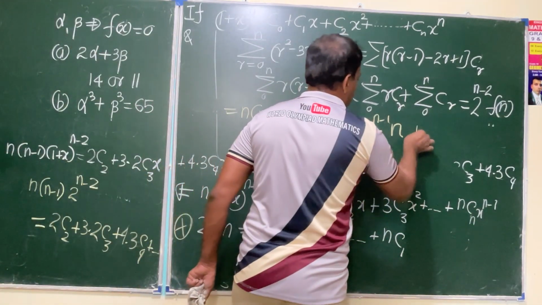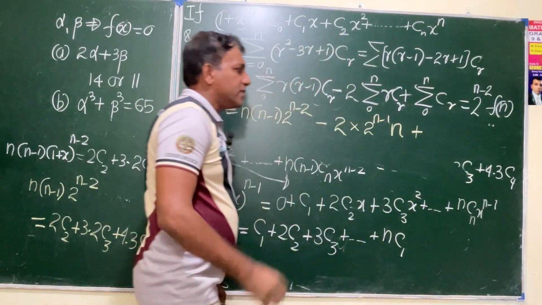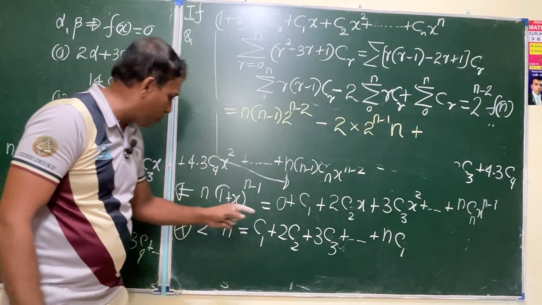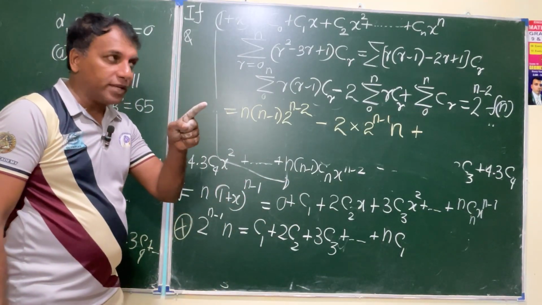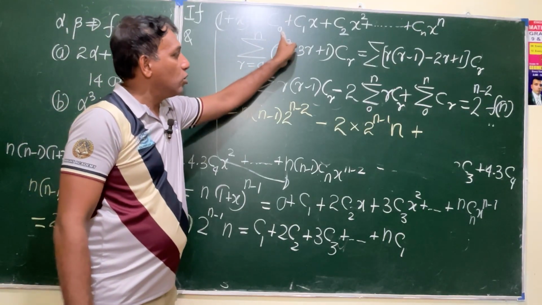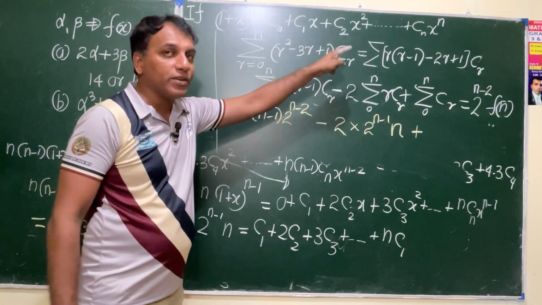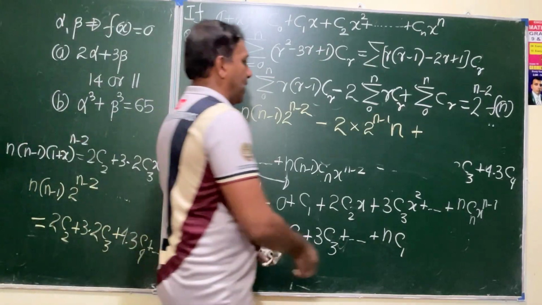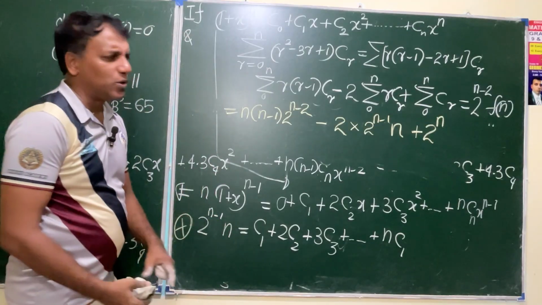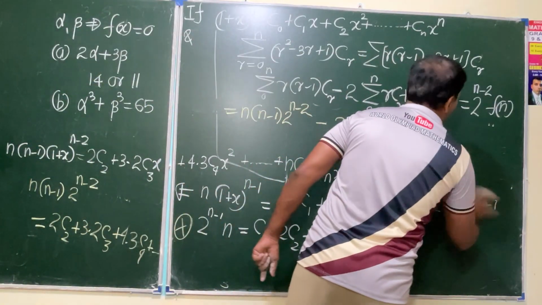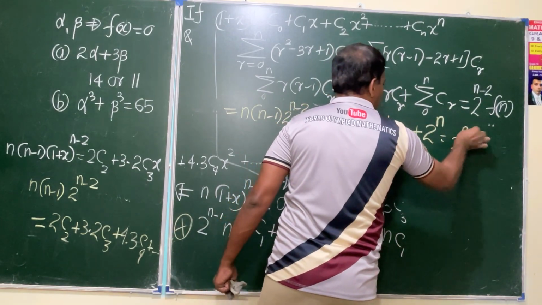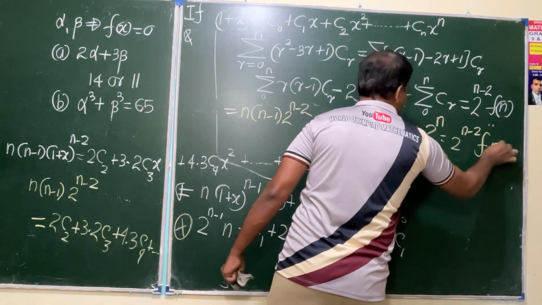Finally, positive, okay? What is Cr? That means apply C naught plus C1 plus C2 plus C3. That is, check the beginning. I put x for 1, C naught, C1, C2, C3, which is 2 to the power n, right? This is 2 to the power n. That's all. It's completely equated to the other side. What is that? 2 to the power n minus 2 f of n.